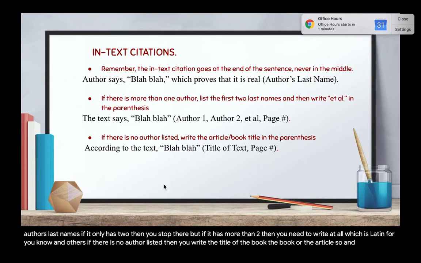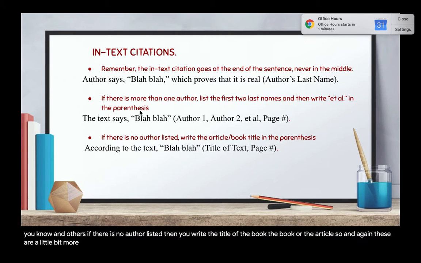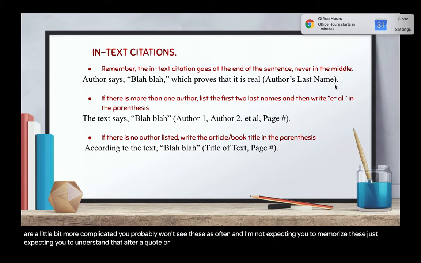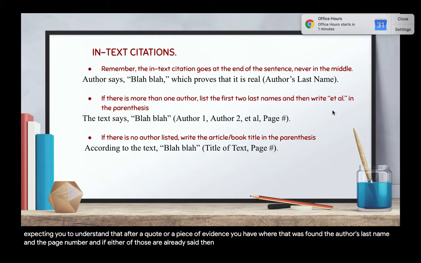Again, these are a little bit more complicated. You probably won't see these as often, and I'm not expecting you to memorize these. I'm just expecting you to understand that after a quote or a piece of evidence, you have where that was found, the author's last name and the page number. And if either of those are already said, then you don't need them in your parenthetical citation.